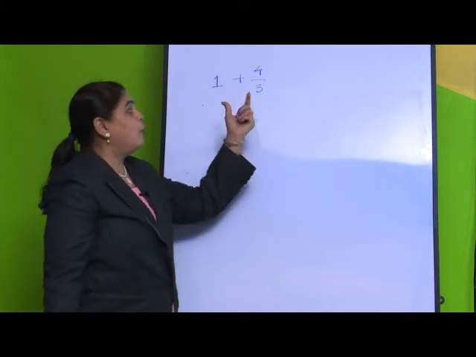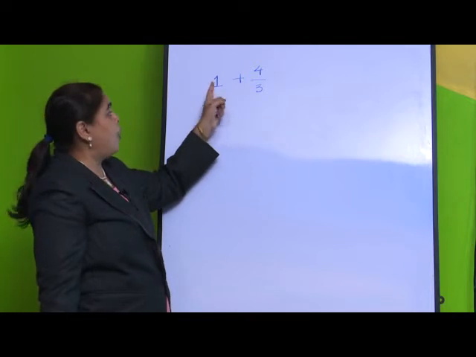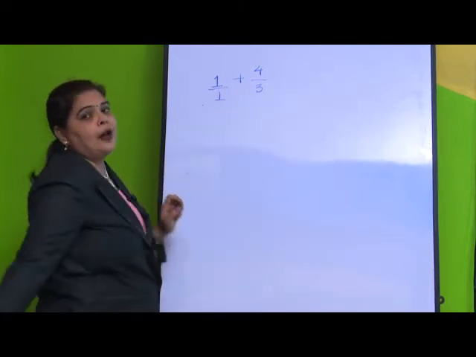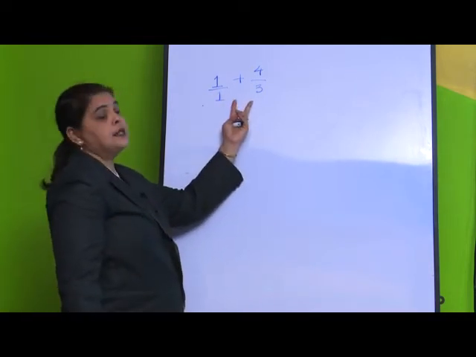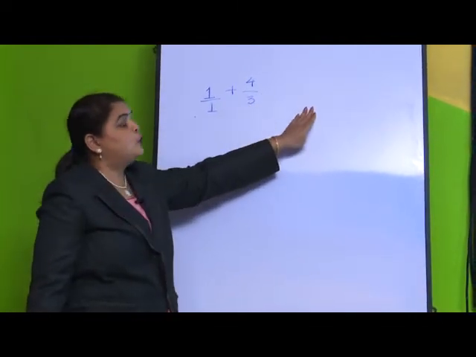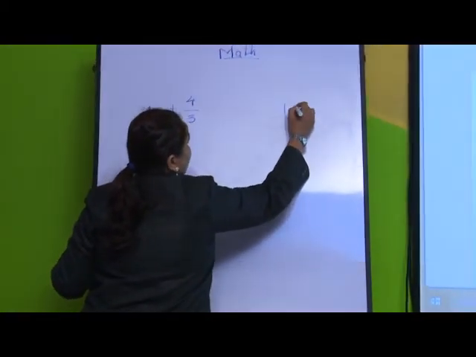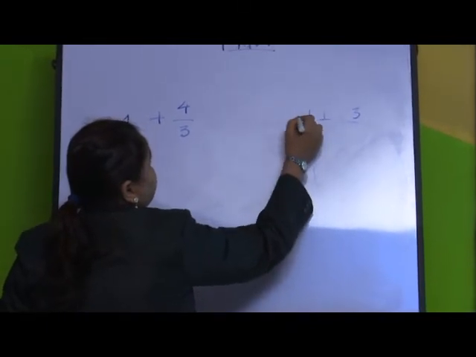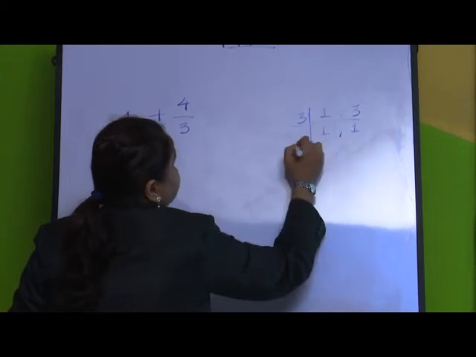First, we have to make both the denominators equal. We have a whole number here, so nothing is there. We have to consider 1 as having 1 in the denominator. Now we have to make the denominators equal. Now it is 1 and 3. To that we have to find the LCM of that. So 1 and 3. We will start with 3, this as it is, 1 as it is, 3 ones are 3.